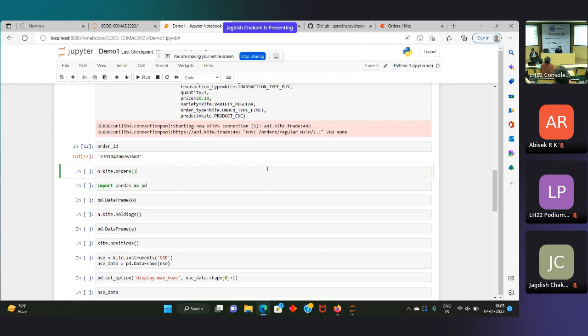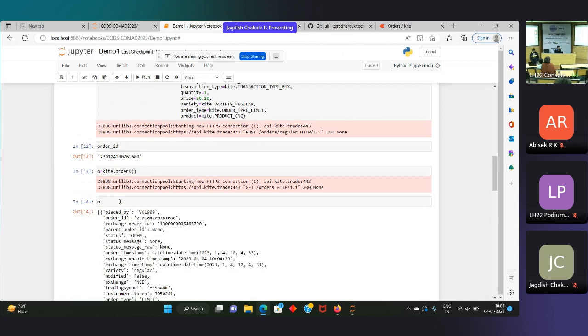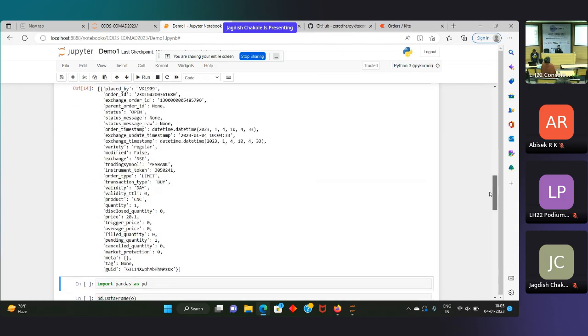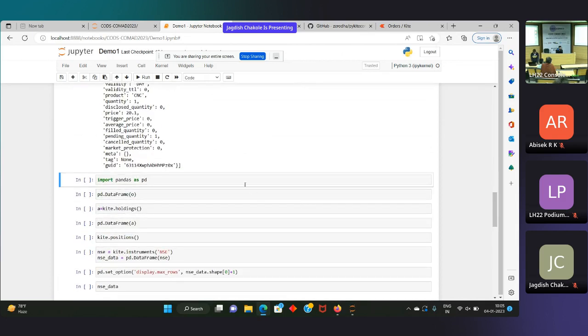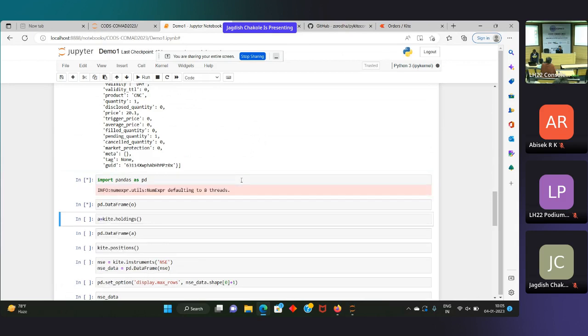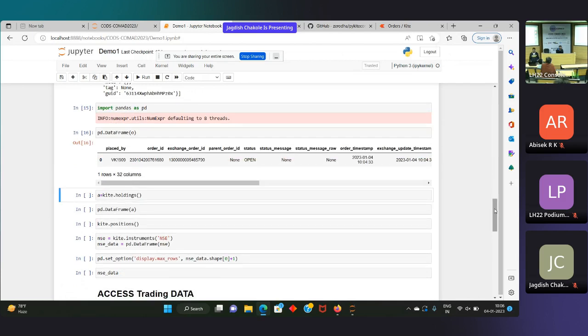Again, there is a function for orders that pulls the information regarding how many orders you have placed till now. I have placed only one order today, so these are the parameters regarding that one order. You can represent the information in any format, graphically or in tabular format. I have represented it in table format.